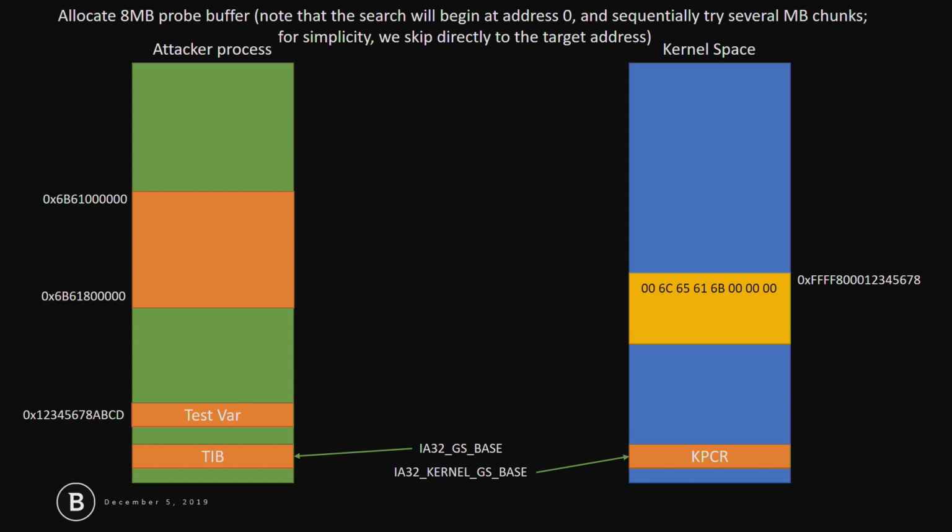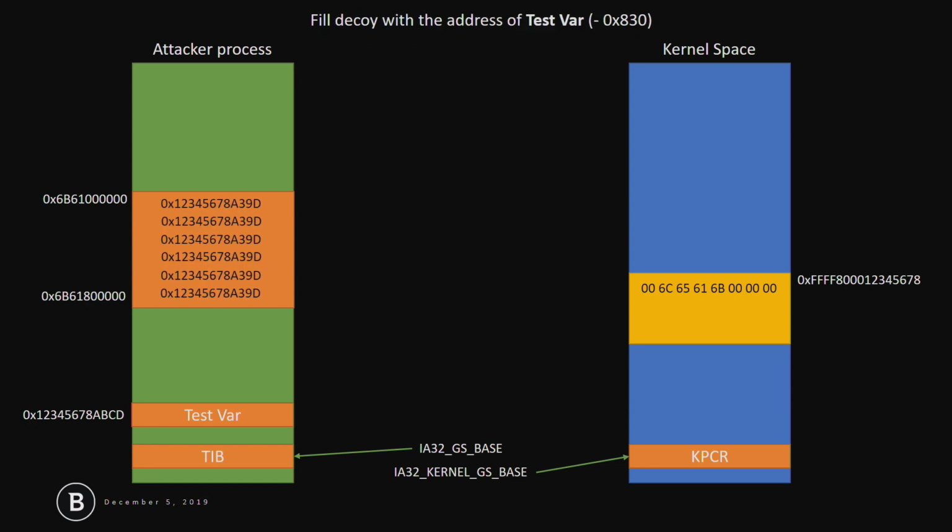And for simplicity, of course, we've skipped in the presentation directly to the target address. And yeah, we can assume that we've already brute forced 15 terabytes of memory. This is not very relevant right now. But let's assume we directly map exactly the value that we wish. What's important right now is that we spray that 8 megabyte chunk of memory with the address of our test variable.